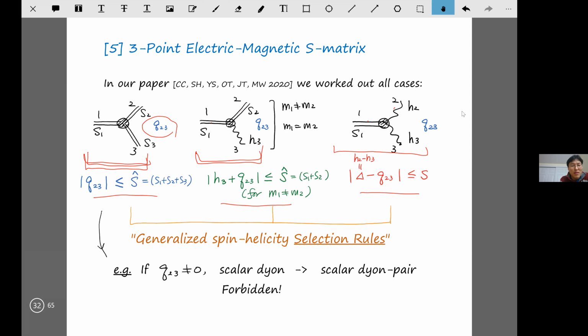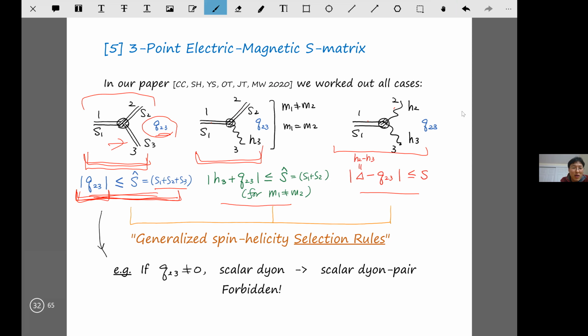So for example, in the case of 3 massive particles, this is the equation. This is the condition that is derived by trying to construct this amplitude. And the statement is that the absolute size of the pairwise helicity should be equal to or smaller than the sum of the spins.